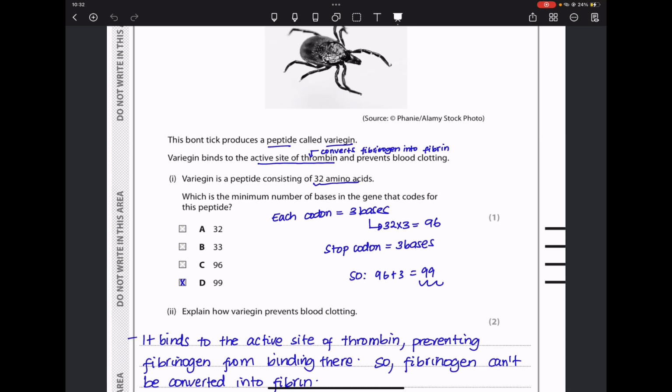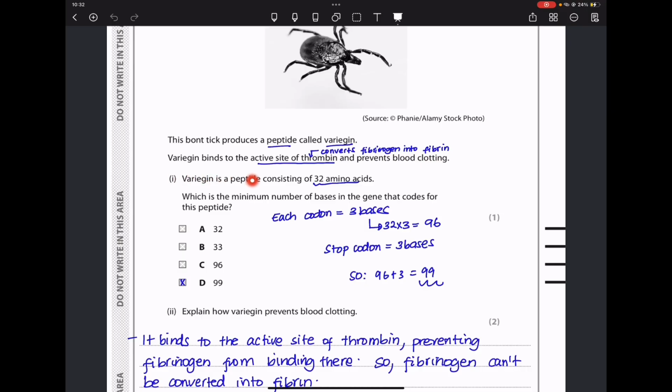This pond tick produces a peptide called vireogen. Vireogen binds to the active sites of thrombin and prevents the blood clotting process or prevents blood clotting. Remember, if it binds to the site of thrombin, it means fibrinogen is not going to be converted into fibrin.